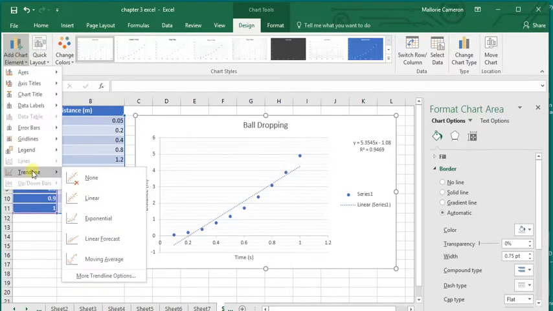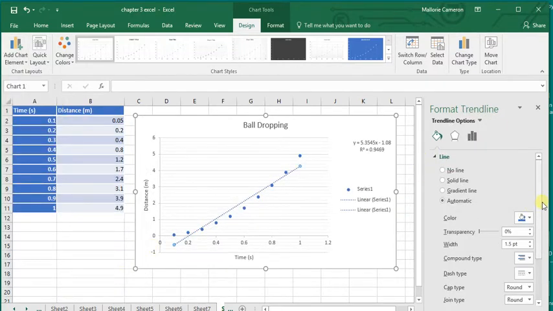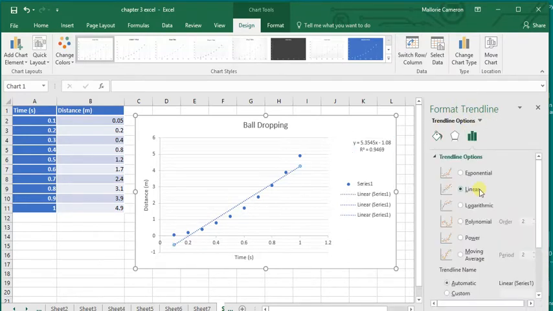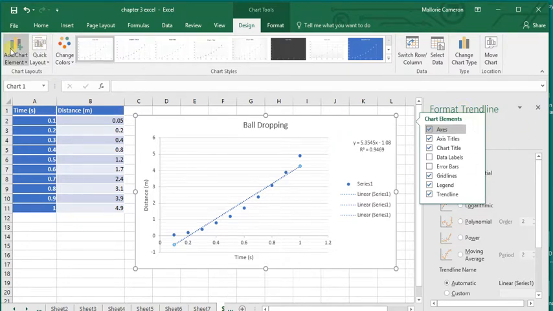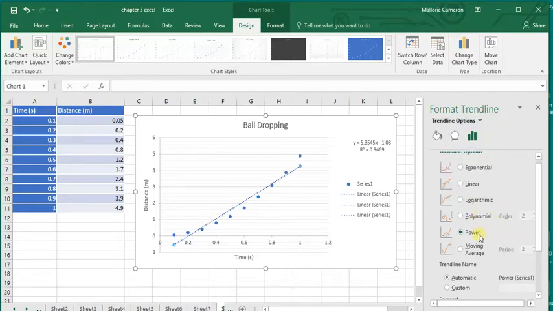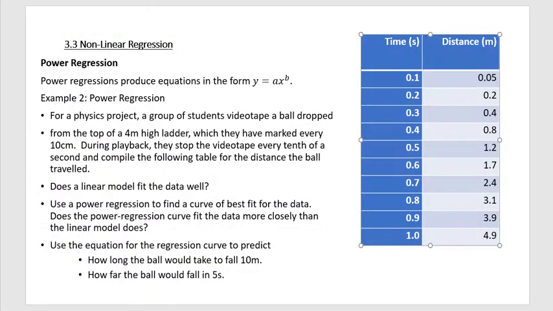So let's go trend line, more trend line options. Okay, we get this. I had to X this and then just go to more trendline options for this to appear. So we're actually going to do power this time. So this is the power regression. Instead of exponential, this is power. Okay, so which one is a better fit?